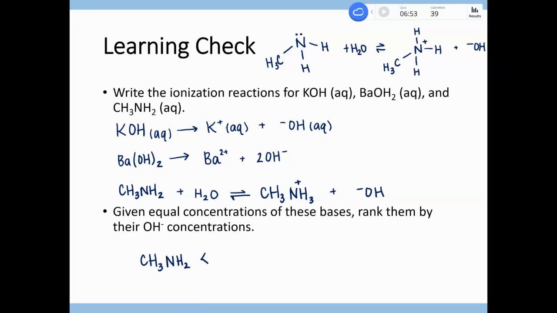And then now we're comparing the 2 strong bases. Let's say we have 1 molar for all 3 bases. For every 1 mole of potassium hydroxide, 1 mole of hydroxide ion is formed. For every 1 mole of barium hydroxide, 2 moles of hydroxide ion is formed. So barium hydroxide would produce the highest concentration because for every 1 barium hydroxide compound, we have 2 hydroxide ions. So potassium hydroxide and then barium hydroxide.